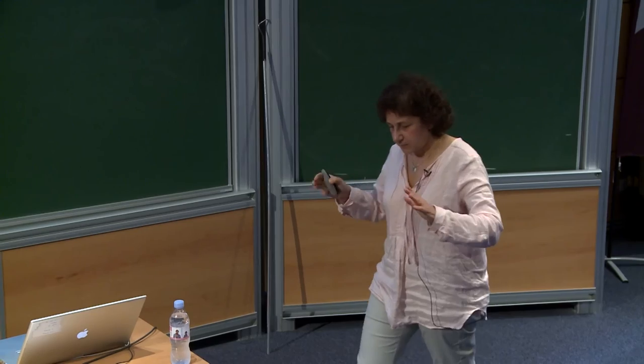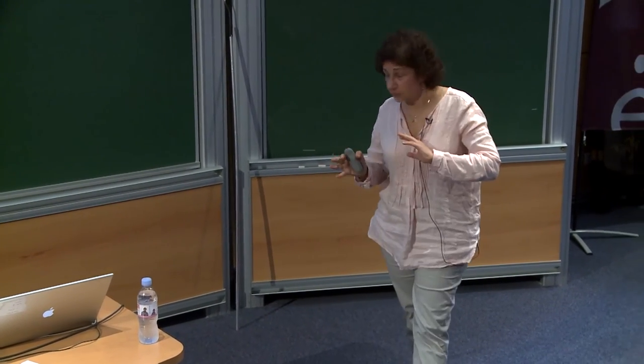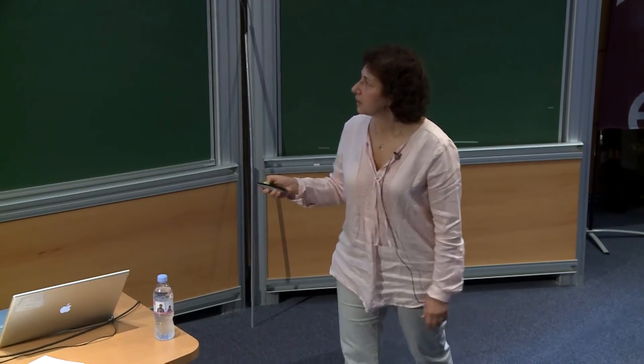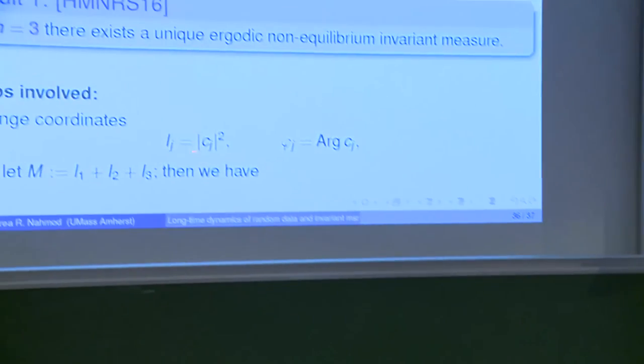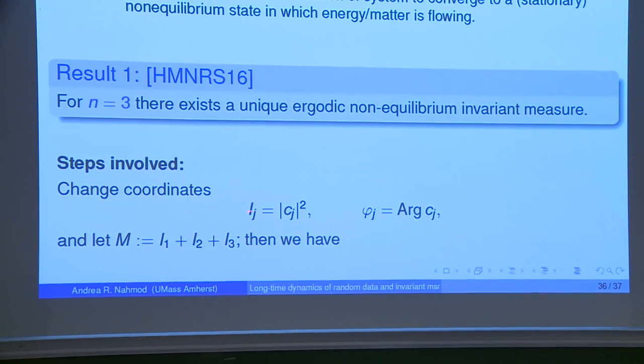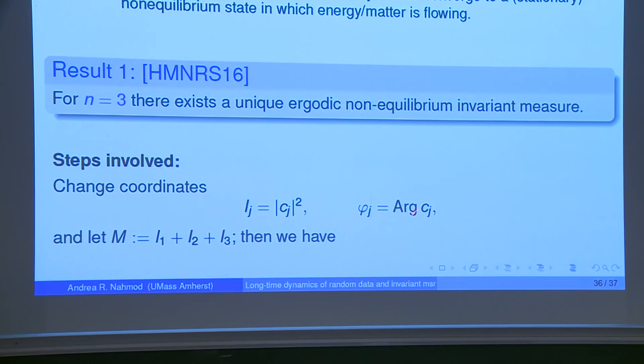The problem is that we're still finishing. There is one region which is a little delicate, so we don't know yet if we are going to get exponential or polynomial rates. One useful thing is to change coordinates. You have to change coordinates more than once, but you can. So this is the IJ, and this is M, the sum of these squares, and this is the angles.